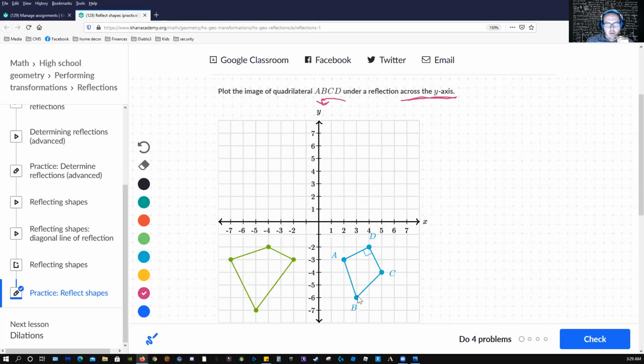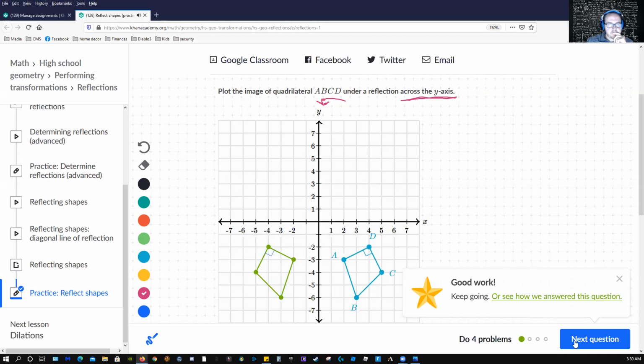Point B was underneath the 3, so I need this one underneath the -3. And then point C is underneath the 5, so let me get on the same y value. Now I need to be underneath the -5. So now all these points are opposites of these points across the y-axis.